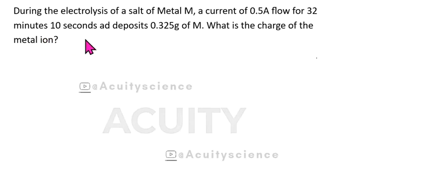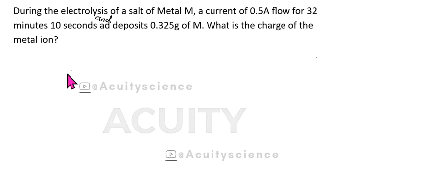During the electrolysis of a salt of metal M, so we don't know the metallic part of the salt, a current of 0.5 ampere flowed for 32 minutes and 10 seconds and deposits 0.325 gram of M. What is the charge of the metal ion?